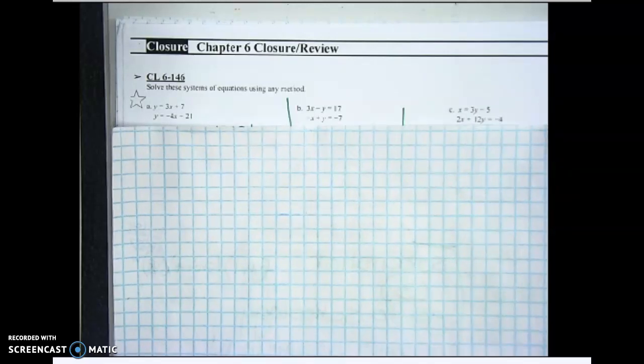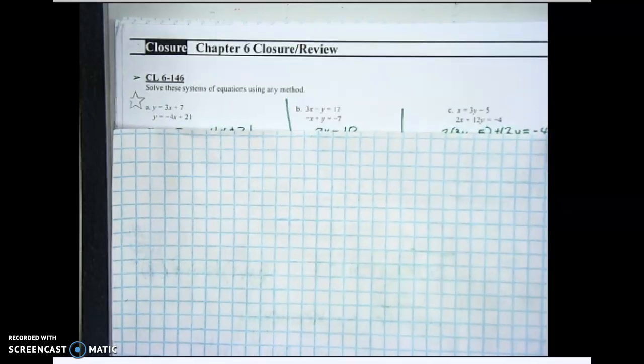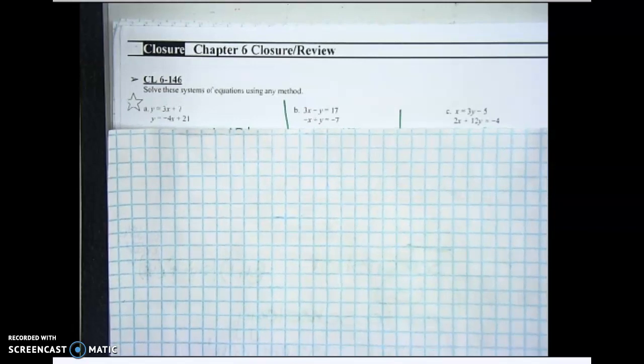Why would we use elimination for part B? The y's are all ready to cancel out. Those y's have what we call opposite coefficients. Okay, part C, what would be easiest for part C?